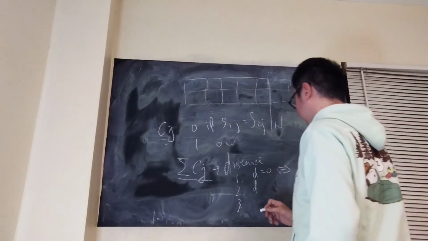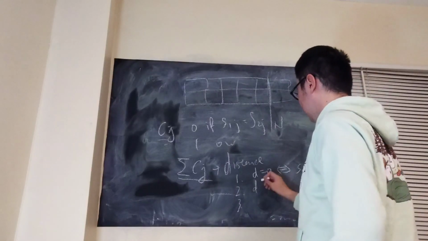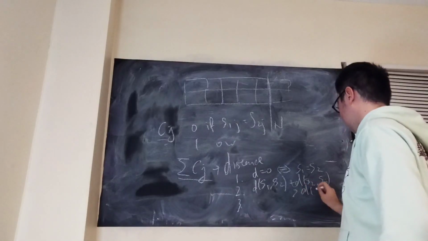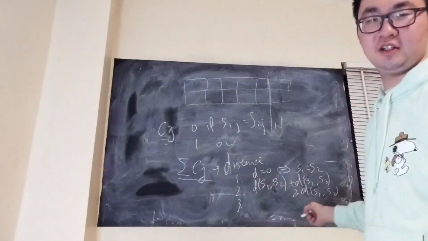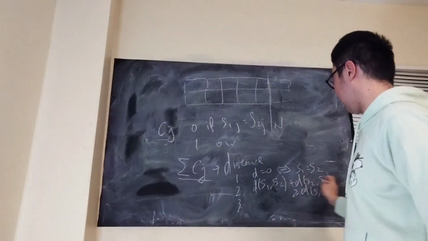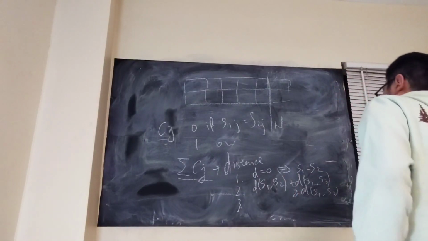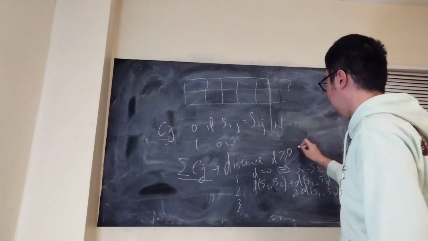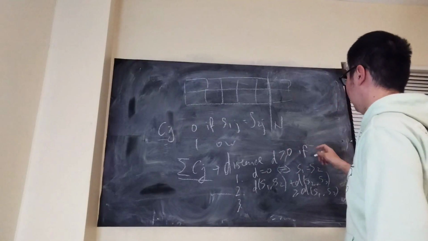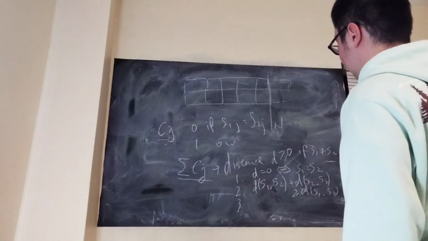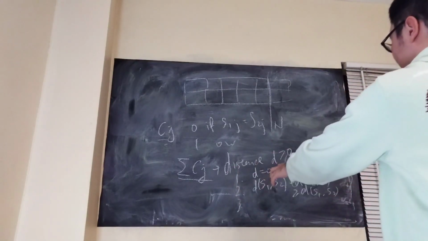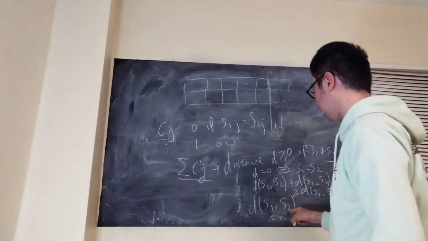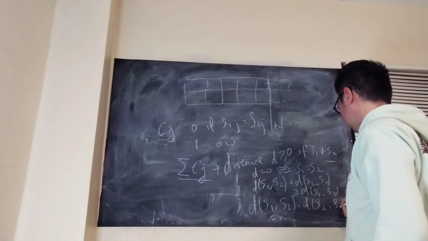and also the distance d(s1, s2) plus d(s2, s3) is greater than or equal to d(s1, s3). This is called the triangle inequality. It doesn't have to be Euclidean, but any distance function should follow this. And d is greater than 0 if, of course, s1 is not equal to s2. And oh yeah, there's actually symmetry: the distance from S1 to S2 is equal to the distance from S2 to S1.